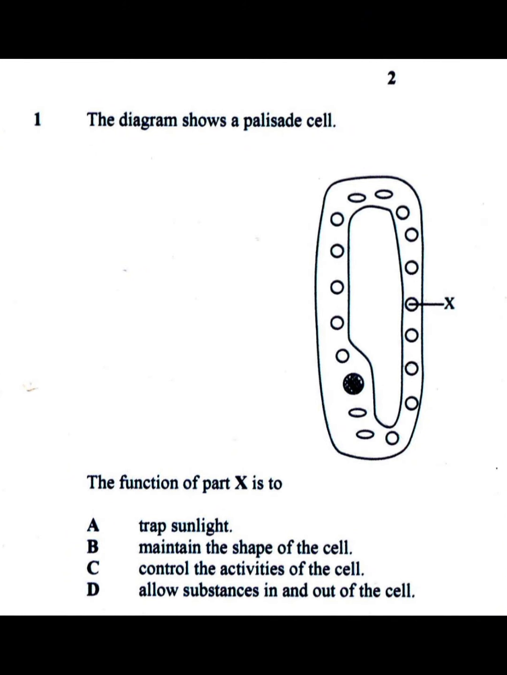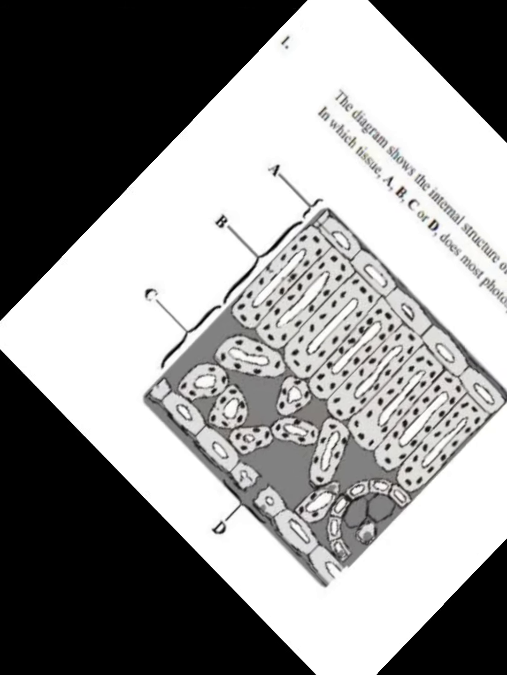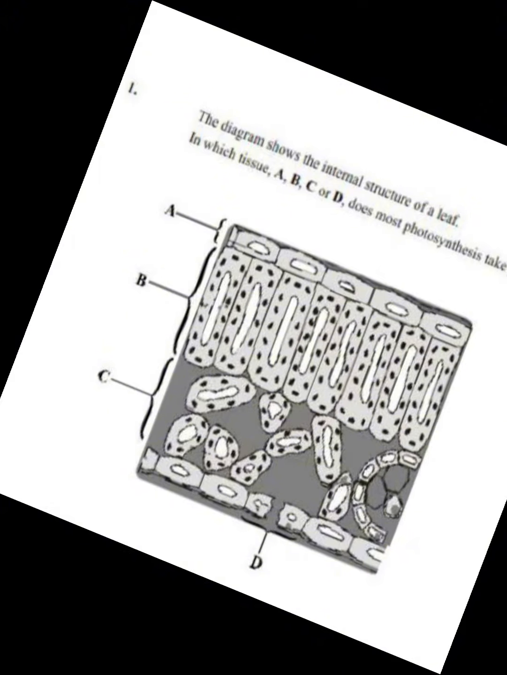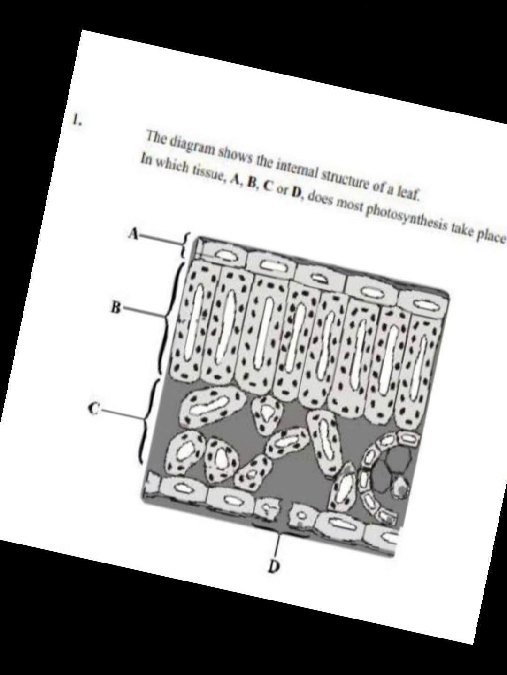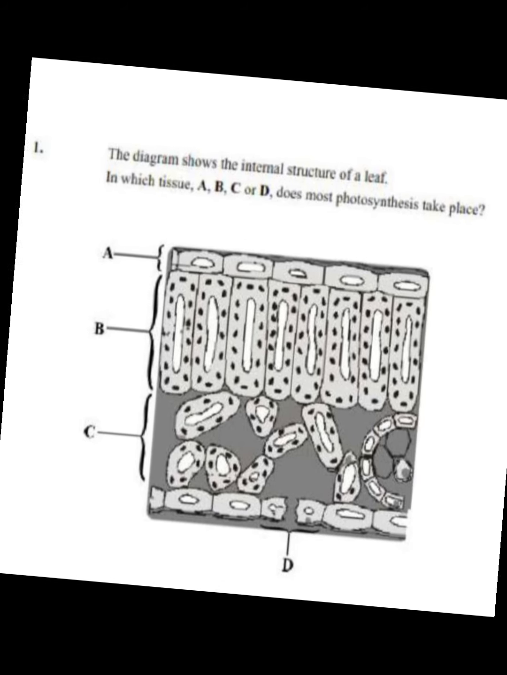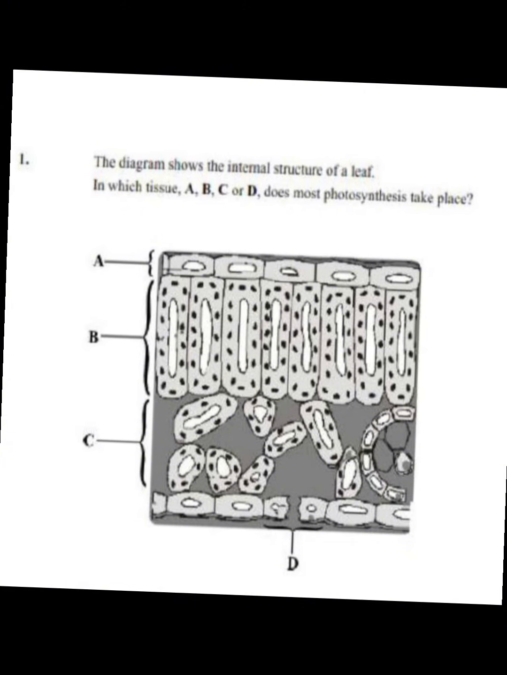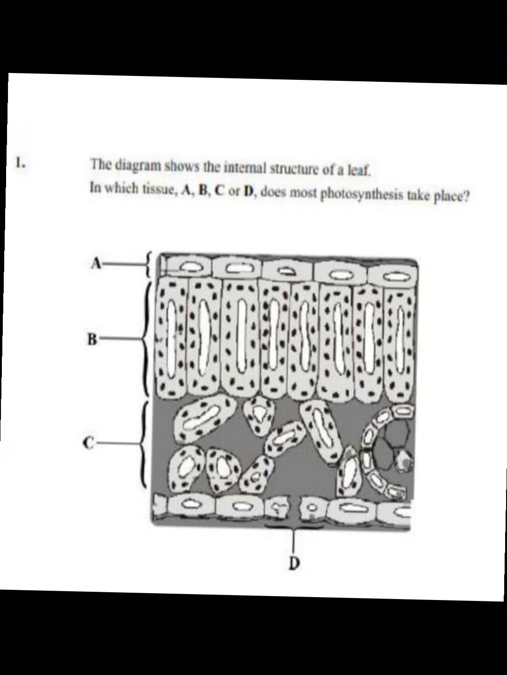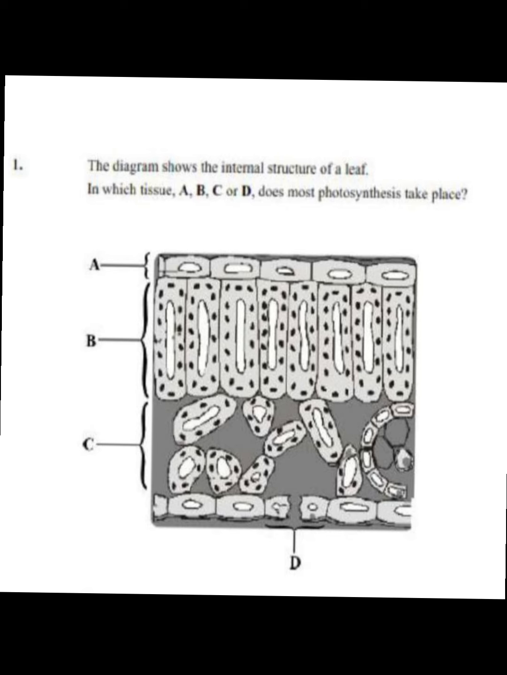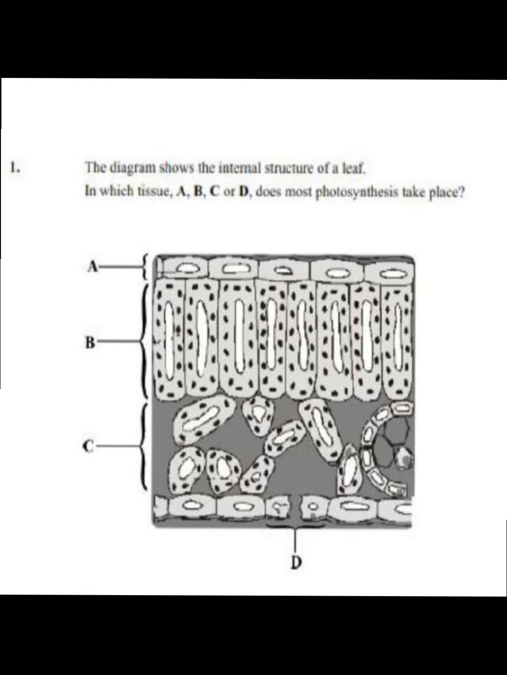So they can ask you a question on structure of a leaf. Example, in November 2019, number 1. The question was saying the diagram shows internal structure of a leaf. In which tissue, A, B, C, or D, does most photosynthesis occur? So photosynthesis occurs in the palisade cell, which is B. It is very important to also be able to label that A is the upper epidermis, C is the spongy mesophyll, and D is the guard cell.